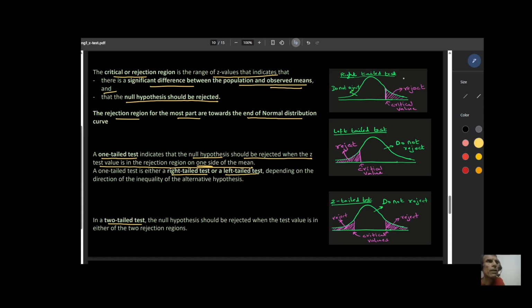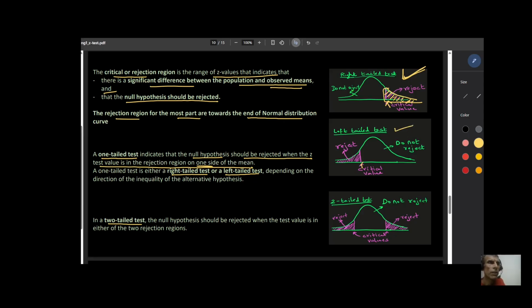So let's look at this example right here. This is an example of a right tail test. Here, my rejection region lies over here, and you determine the rejection region by finding the critical value. This critical value is what actually determines the rejection region. So if your z value lies in this part, then you are going to reject your null hypothesis. Same thing with your left tail test.